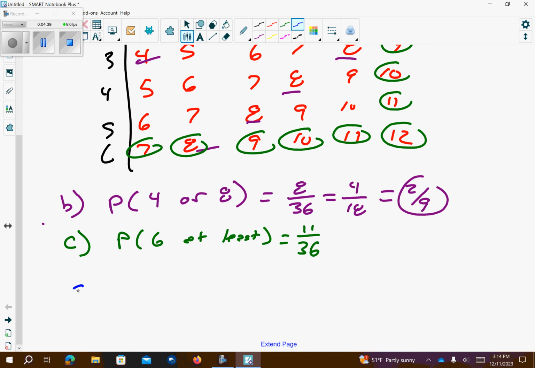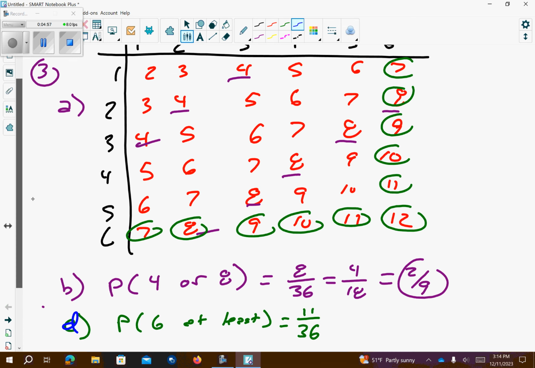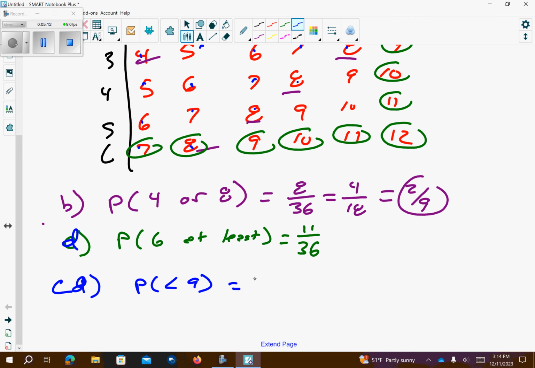Letter D. Probability rolling... Oh wait. I guess this was D right here. Let's do C. Rolling less than 9. So less than 9. So we're going to go 1, 2, 3, 4, 5, 6, 7, 8, 9, 10, 11, 12, 13, 14, 15, 16, 17, 18, 19, 20, 1, 2, 3, 4, 5, 6. So I have 26 out of 36. So that's 13 out of 18.